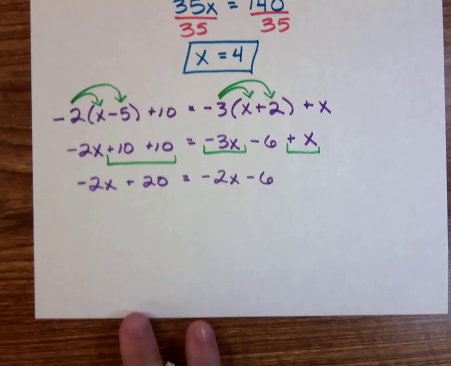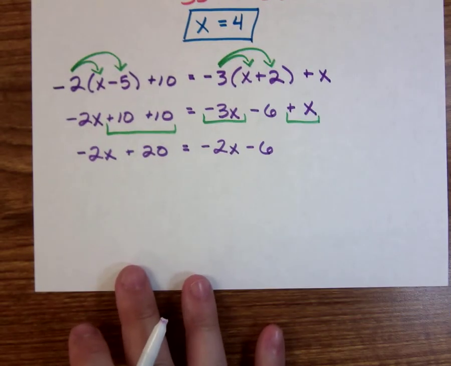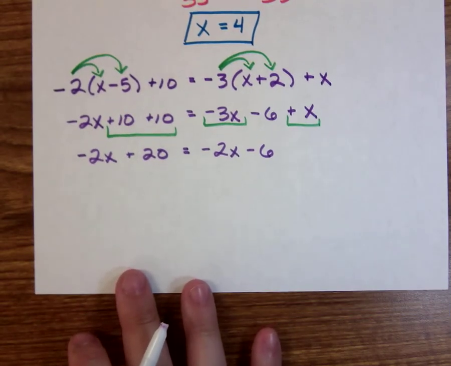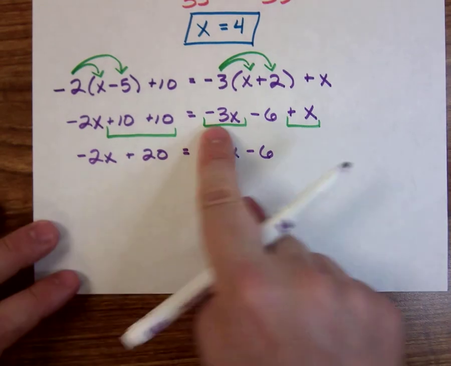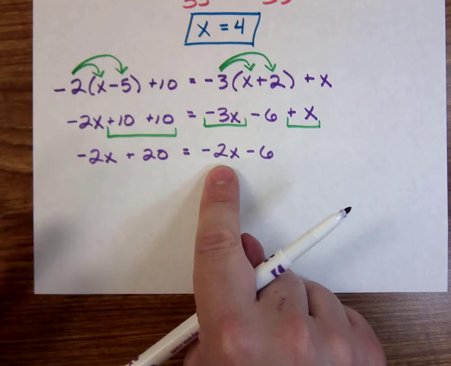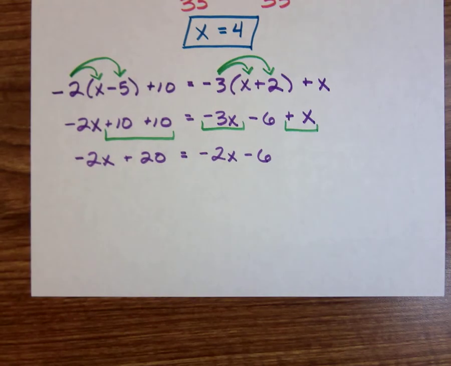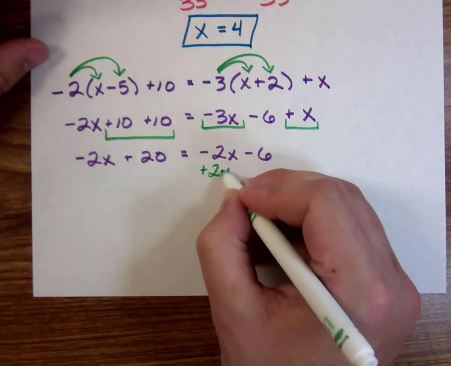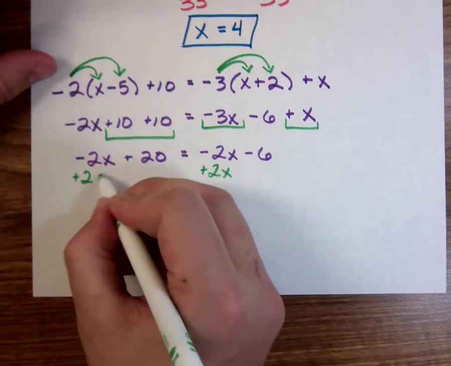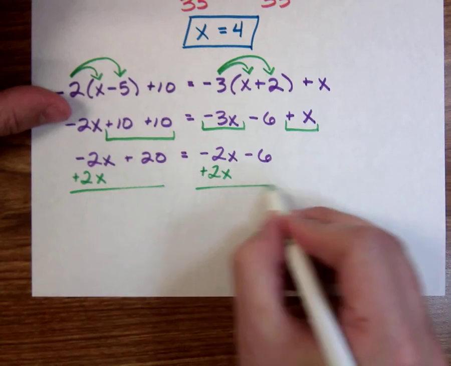Then what? What'd you say? Just like the last part, the negative 2x minus 6. Negative 3x plus 1x is negative 2x. Okay. Thank you. Now what? Like add 2x maybe? Get the x's together. Let's add 2x on both sides.